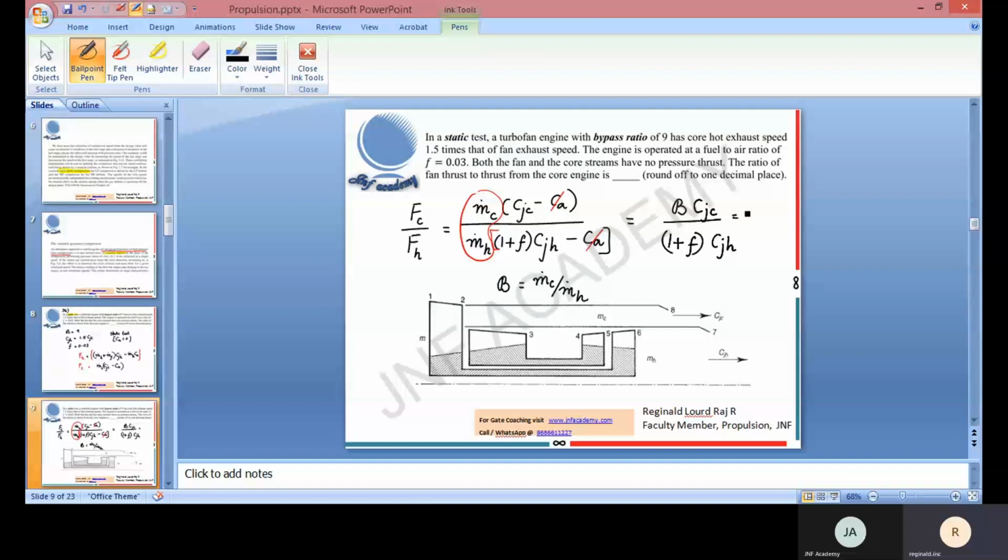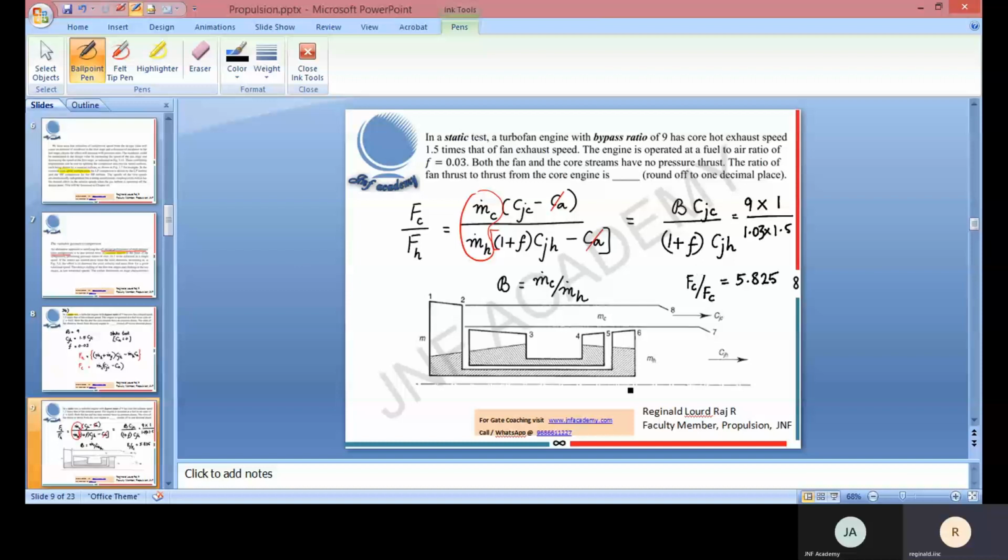So I'm just going to put the data. Bypass ratio is 9. CJC by CJH is 1 by 1.5. And 1 plus F is 1.03. So the answer will become 9 divided by 1.03 divided by 1.5, which equals 5.825. Because it's a ratio of two thrusts, there's no unit. So this is the ratio of the cold thrust to the hot thrust. It's 5.825. That's the ratio.